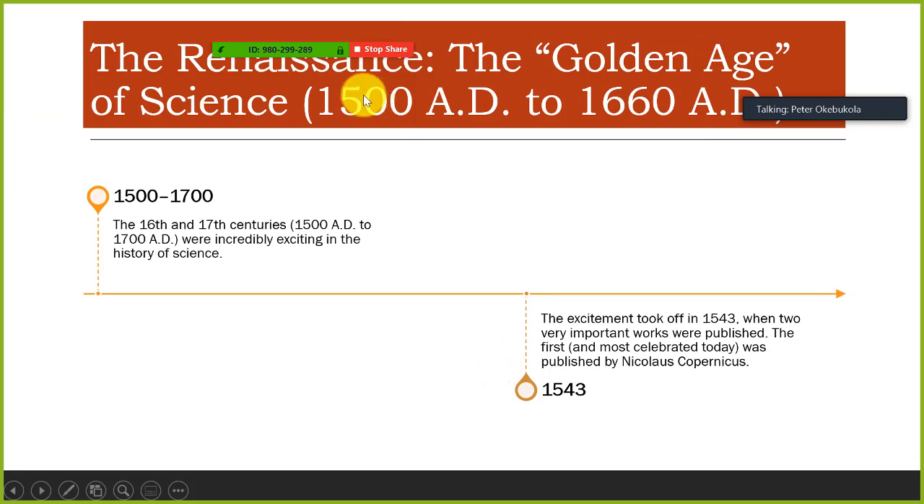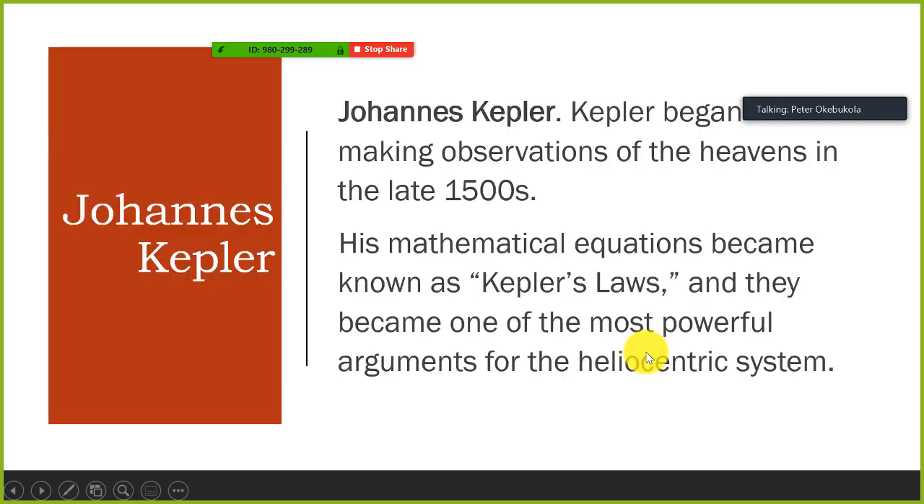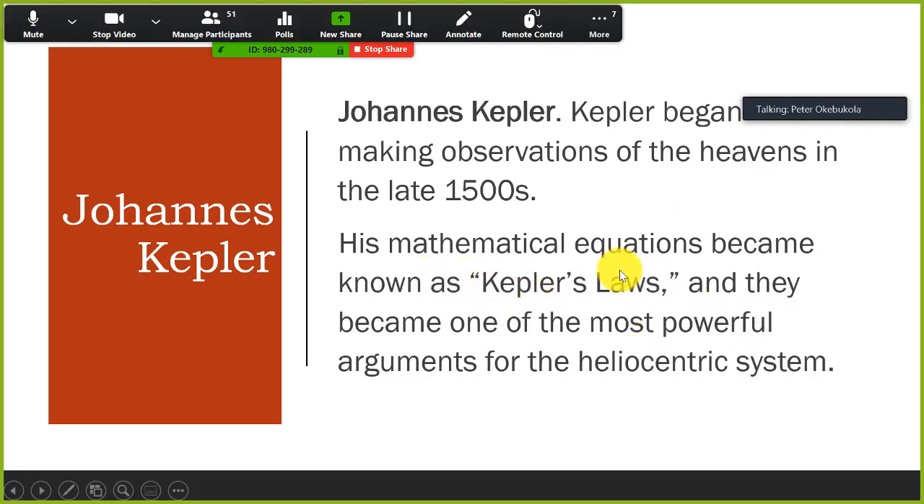But after that, between 1500 AD and 1600 AD, we had what we call the Golden Age of science. Now, these were quite incredible times. You'll find within this period a lot of developments, a lot of inventions. And Nicolaus Copernicus, in 1543, actually kicked off this period of the Golden Age. And you also had Johannes Kepler, Kepler's laws. He also observed the heavens, and he developed, as I said, Kepler's laws. And the heliocentric system started gaining ground.